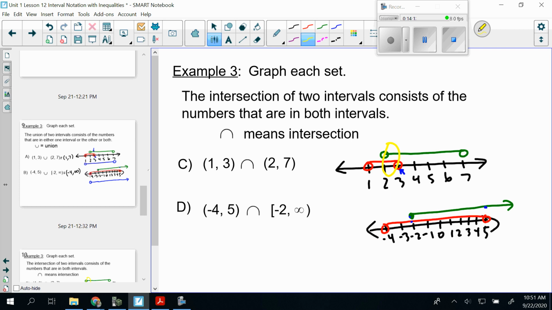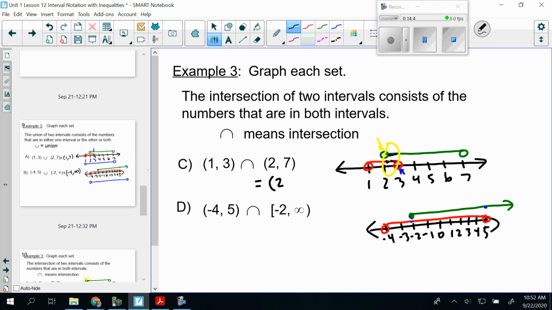So the points that are in both, 2, it looks like, is where we start here. Now 2 is included in this red graph from 1 to 3. It's not included in the green one. So if it's not included in both, we can't count 2 in our intersection here. So our intersection would start at 2, not including that point. All these points are in common here and here.